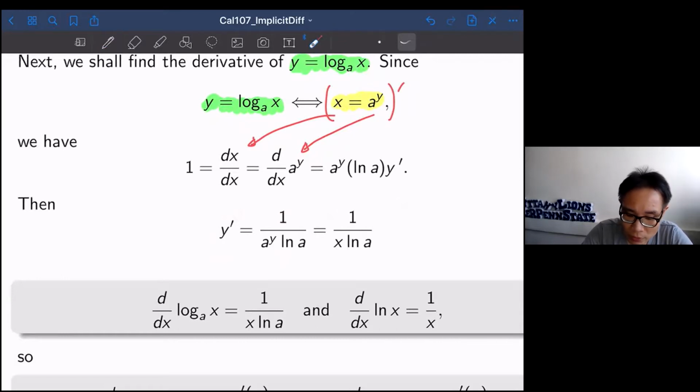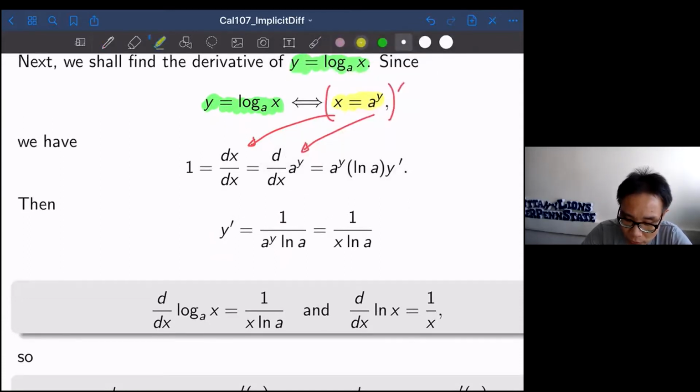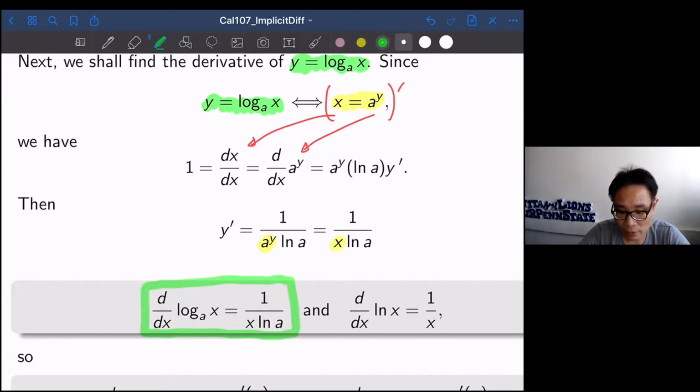And in 1 over a to the y log a, you have to know that a to the y is equal to x. So you have y prime equal to 1 over x log a. So this is the derivative of log x base a. The derivative of log x base a turned out to be 1 over x log a.